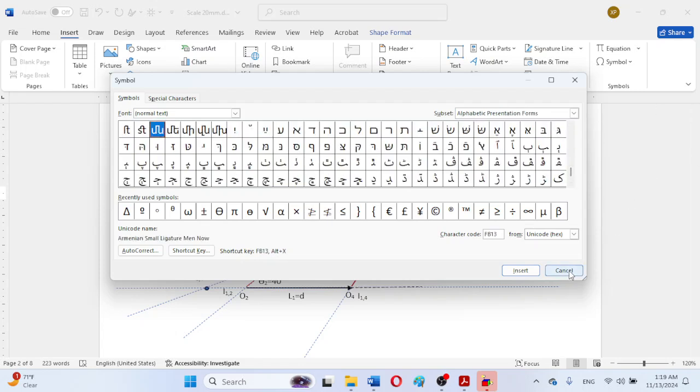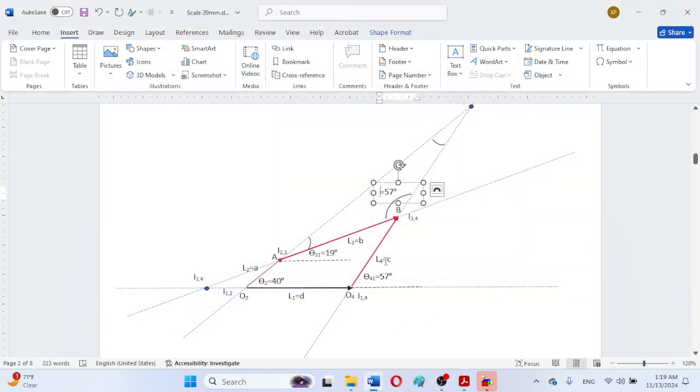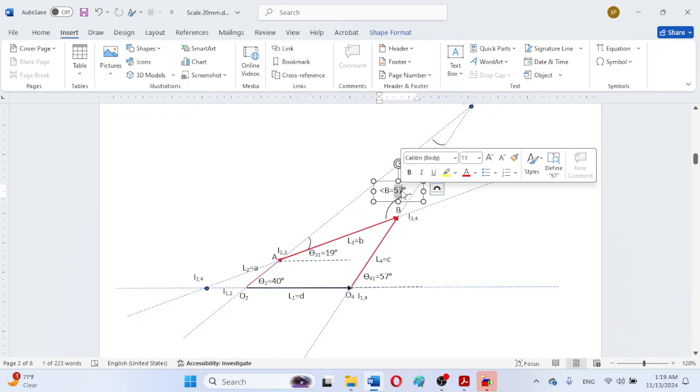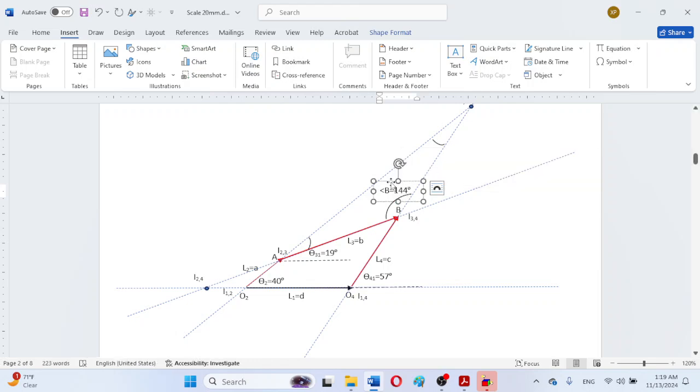That symbol can be found, but it can simply be used using the less than symbol from the keyboard. So the angle at B, for example, we can say is 57 degrees. Sorry, this angle is actually, as we have recently calculated, somewhat 144 degrees. So angle at B is 144 degrees.